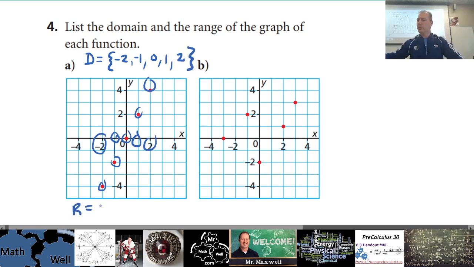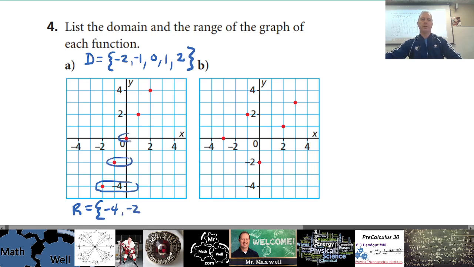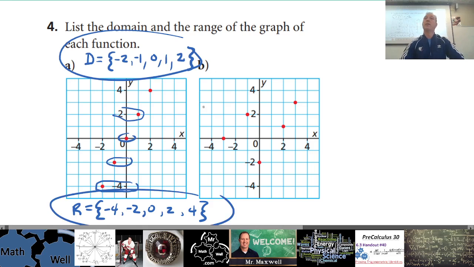Okay? The range is the y values. So think about the y values here. That's the vertical. So this first point has a -4, and then this point would be a -2, and then a 0, and then a 2, and then a 4. Okay, so that's the domain and range for 4A. Any questions about that? Are we all understanding that? It's good? Yeah? All right.